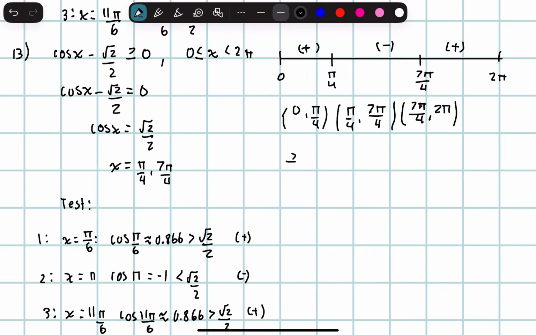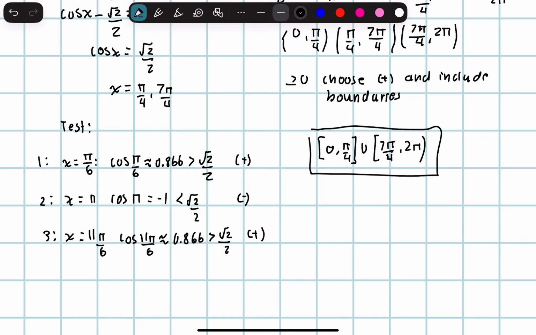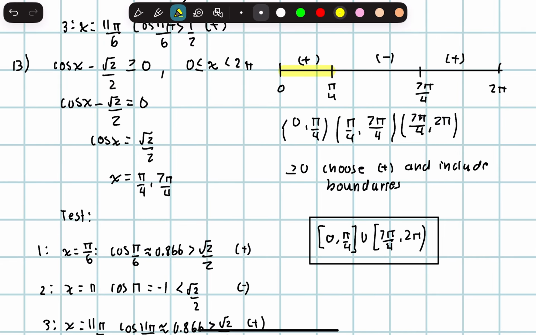So what we need is greater than or equal to 0. That means you choose the positive and include the boundaries. So that makes the solution 0 to pi over 4, union 7 pi over 4 to 2 pi, exclusive. And now box that, and we can highlight that on our graph. So we have this, 7 pi over 4 to 2 pi. That's going to be exclusive at 2 pi, and the other endpoints are inclusive.